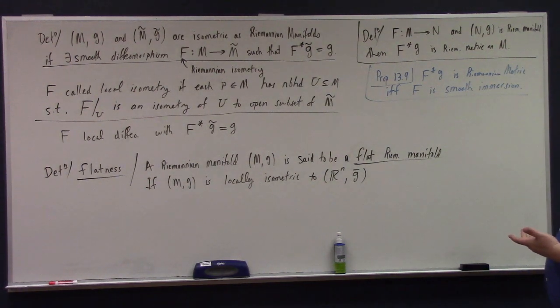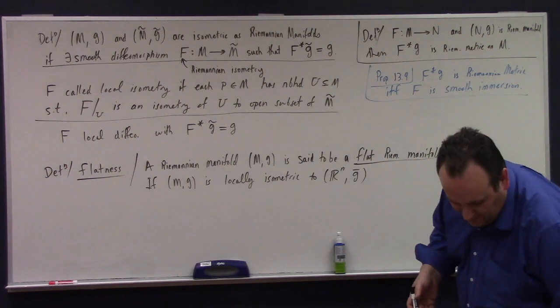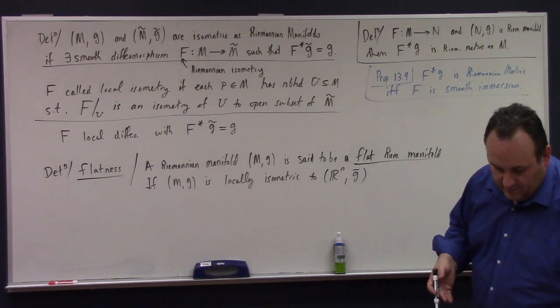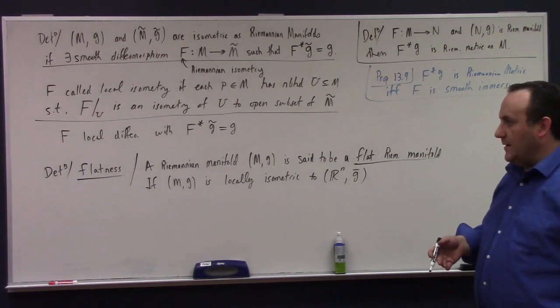The next exercise is to prove that if you have two isometric Riemannian manifolds, that one's flat if and only if the other is. In fact, it might not even be that. It might be, oh yeah, I thought it might be local, but anyway, yeah.